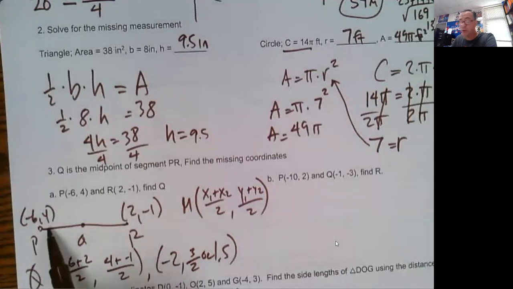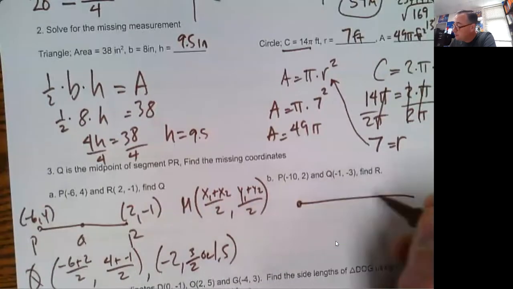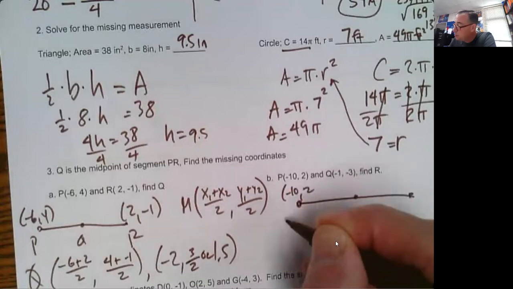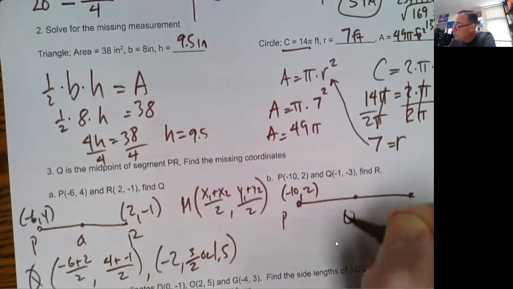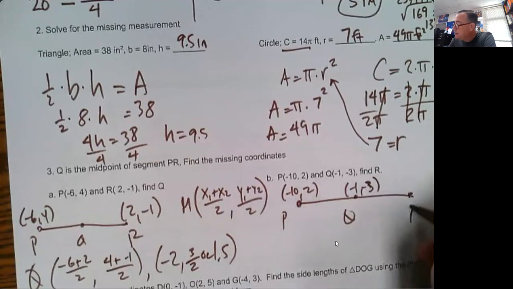Now, normally what they'll do is they'll do another one of these where they'll give you the 2 here and tell you to find the other one. And that's fine. So let's do that. I'm going to show you another way of doing it. So P is -10, 2. Q is -1, -3. And they want us to find R.